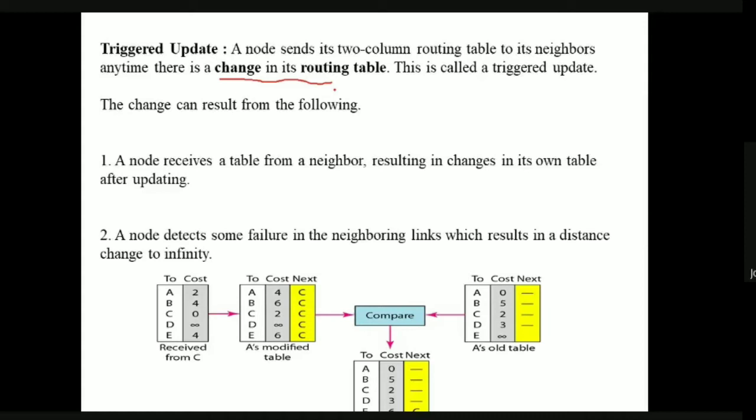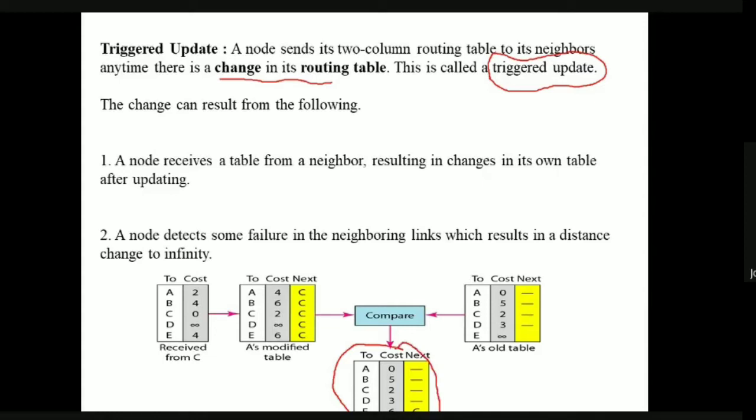That is, the change in the routing table triggers a particular node to send the updated routing table to all the neighboring nodes. When this updated routing table is sent to the other neighboring nodes, what changes will happen? Obviously, a particular node receives the table from the neighbor and it is going to change its own table. Now A has received a particular table from node C. Now it is going to modify the table, and then it compares its modified table with the old table, and finally it will come to a particular conclusion of its new table.